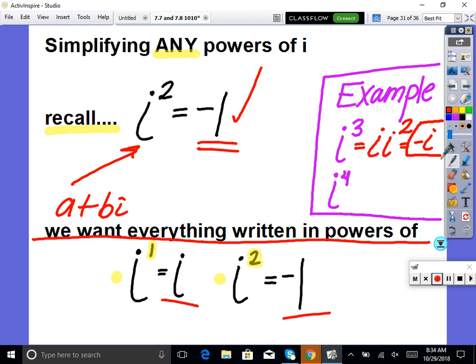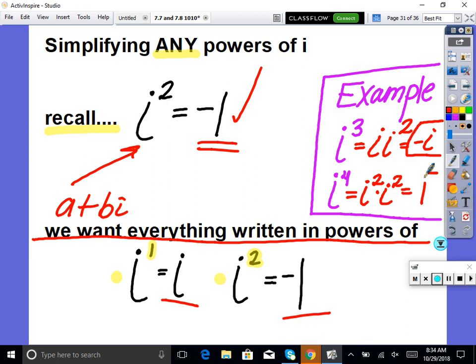Now that's more simplified. Your final answer should always come out to be either a whole number or with an i, a plus bi. So i to the fourth, what's that the same thing as? i squared times i squared, which is -1 times -1, which is 1.